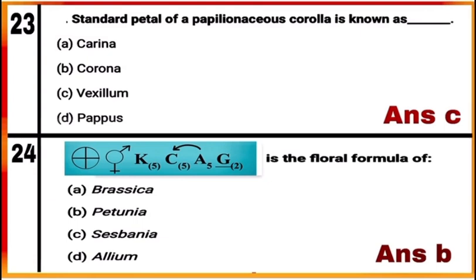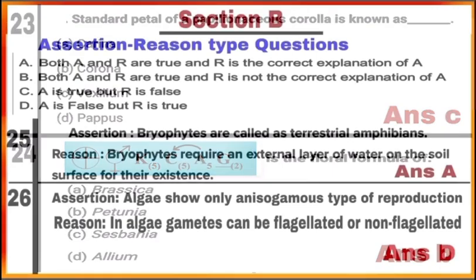Question 24. Actinomorphic, bisexual, 5 united calyx, 5 united corolla, 5 stamens which are epipetalous, means fused with petals. Bicarpellary, syncarpous and superior ovary. This is all given in the floral formula and you have to tell in which plant you will find this floral formula. It is found in petunia which belongs to family Solanaceae. So here mark B as a correct answer.